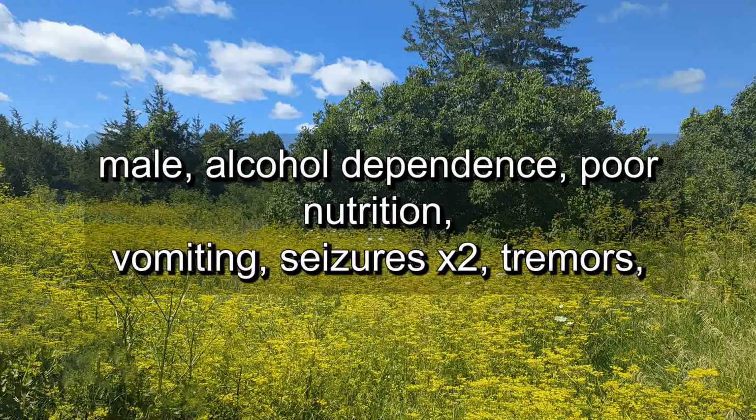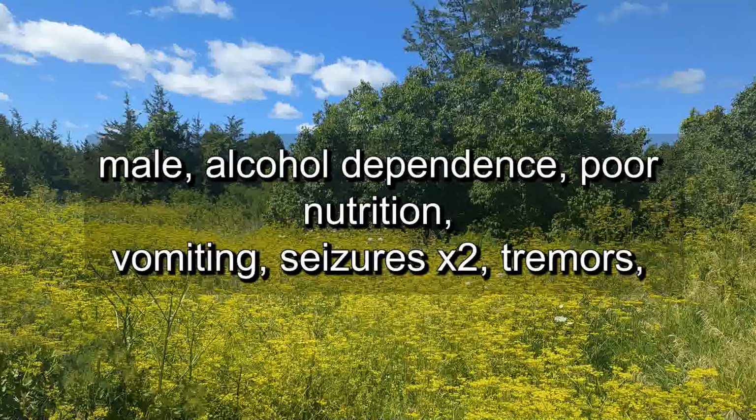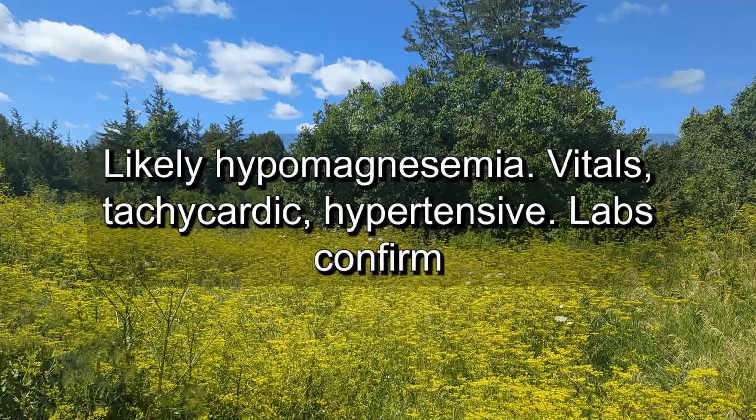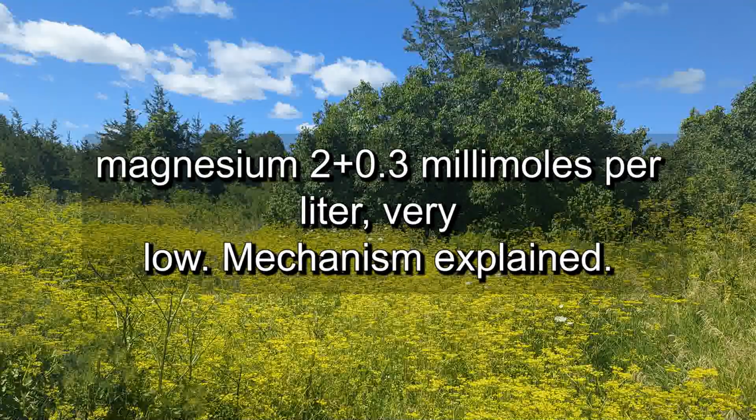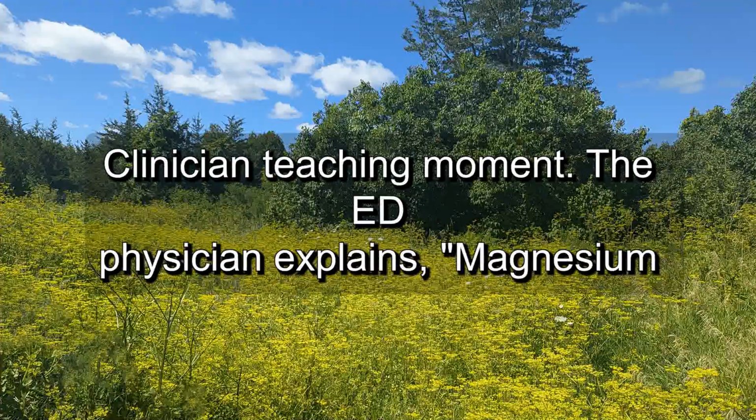Middle-aged male, alcohol dependence, poor nutrition, vomiting, seizures times two, tremors, agitation. Likely hypomagnesemia. Vitals: tachycardic, hypertensive. Labs confirm. Magnesium 2+ 0.3 millimoles per liter. Very low. Mechanism explained. Clinician teaching moment.